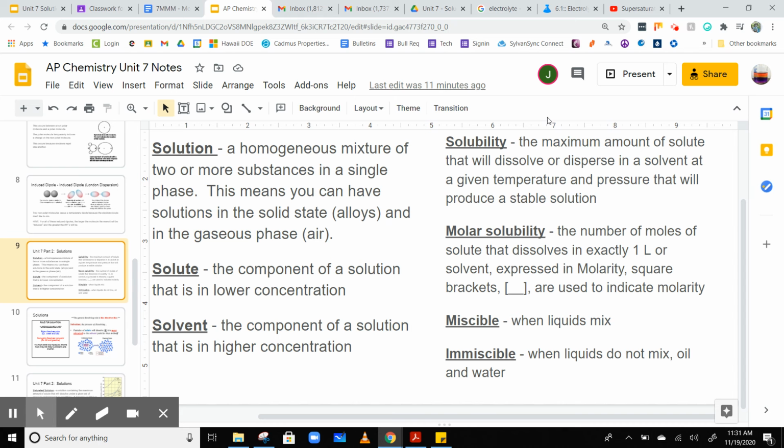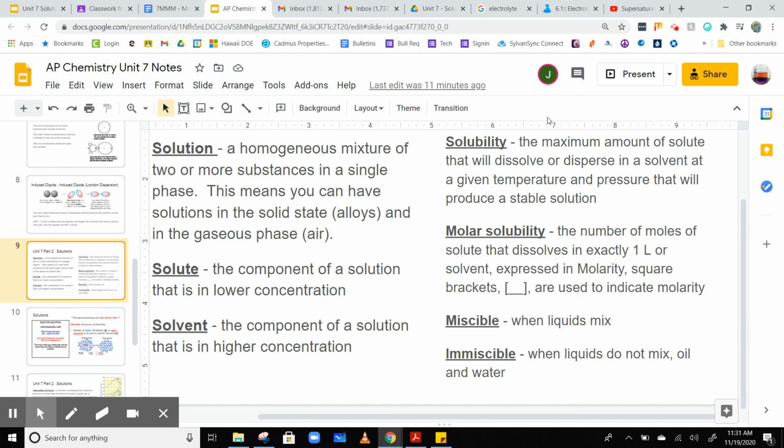Now, molar solubility is just molarity. So the number of moles of solute that dissolves in exactly 1 liter of solution. So molar solubility is basically molarity, just the concentration, the maximum concentration in molarity of solute in solvent. So the maximum amount.